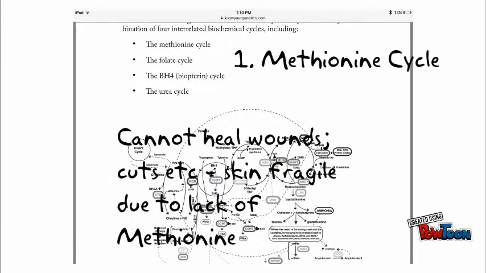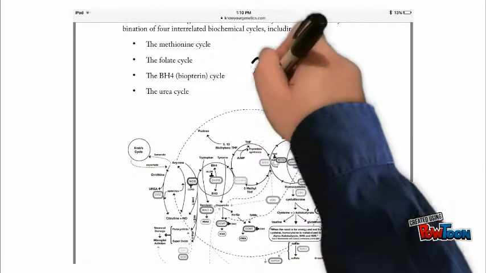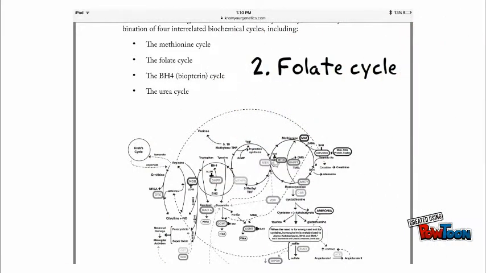The second thing is that if people have a wound and have a problem with the methionine cycle, they would not heal because they need methionine to heal wounds. So this is a quick wrap up of the methionine cycle.